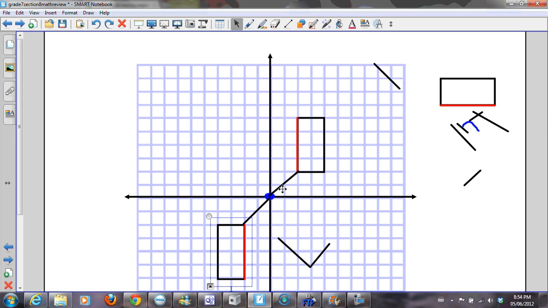Okay? So pick a line to follow, and that way you can see whether or not you've gone 180, 270, or 90 degrees in order to rotate.